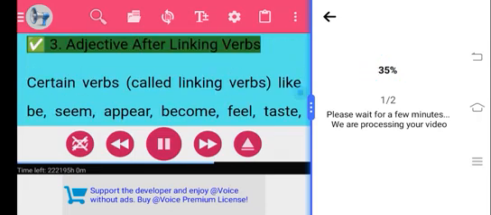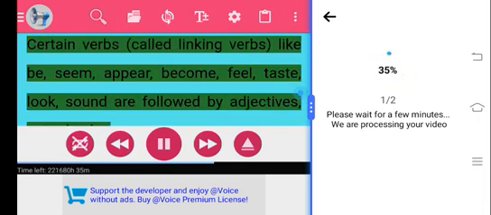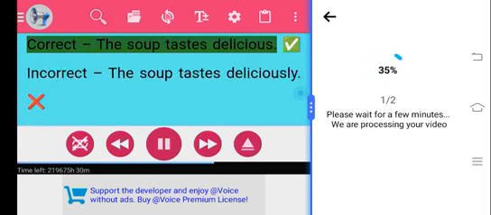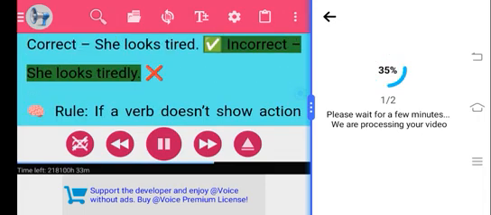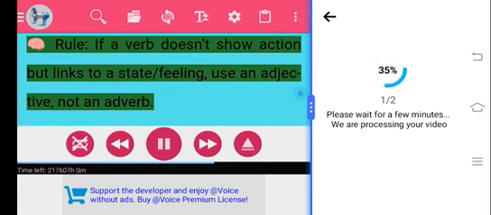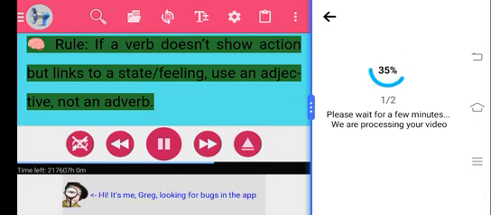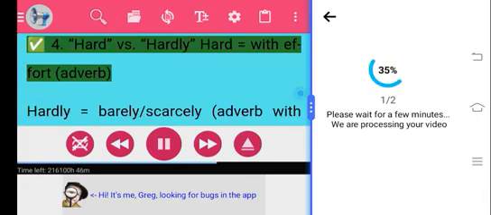3. Adjective after linking verbs. Certain verbs called linking verbs, like be, seem, appear, become, feel, taste, look, sound, are followed by adjectives, not adverbs. Correct: the soup tastes delicious. Incorrect: the soup tastes deliciously. Correct: she looks tired. Incorrect: she looks tiredly. Rule: if a verb doesn't show action but links to a state or feeling, use an adjective, not an adverb.